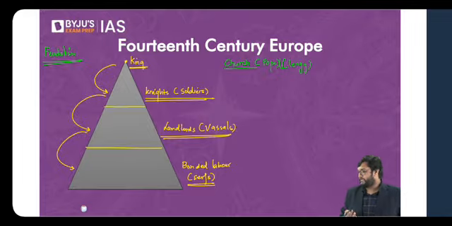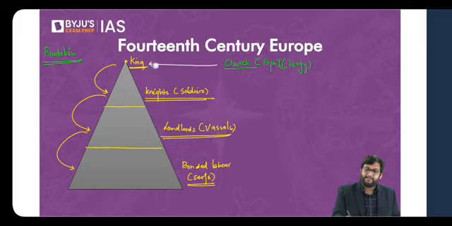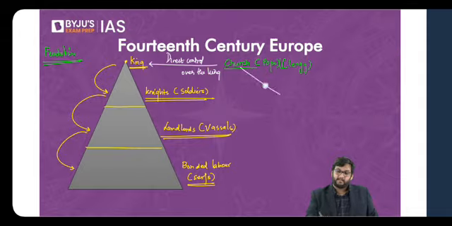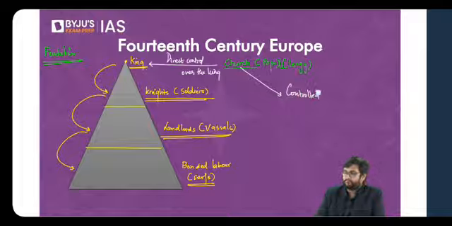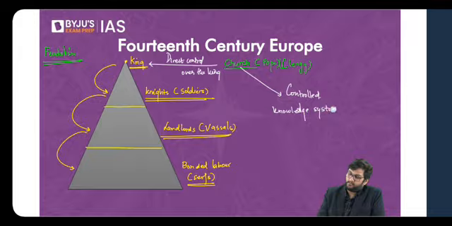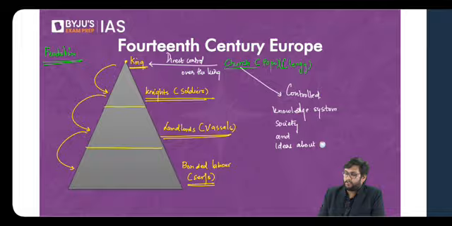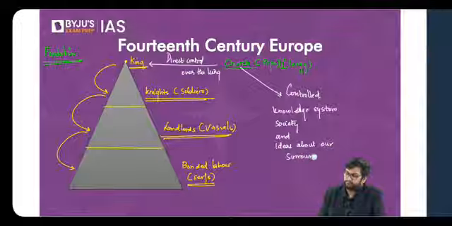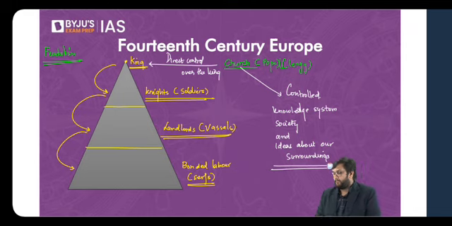And the beauty of the church at this point of time was it had direct control over the king. And more than that, the church very decisively controlled the knowledge system, society, and ideas about our surroundings. See, very simply, the church controls everything.